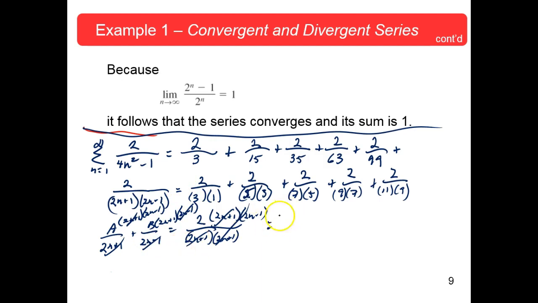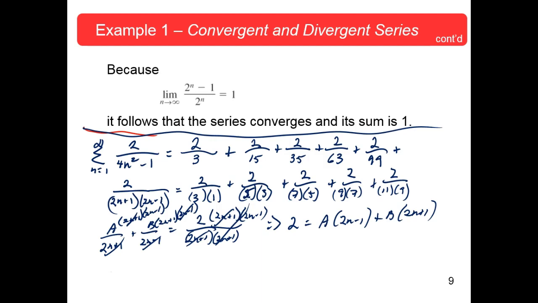And what we have is that, I'm going to reverse these, 2 is equal to a times 2n minus 1 plus b times 2n plus 1. Now, remember a little trick we did before? We said, let's pick something that makes this go to 0. What would that be? n equals 1/2. Would that make that go to 0? Okay, let n equal 1/2.